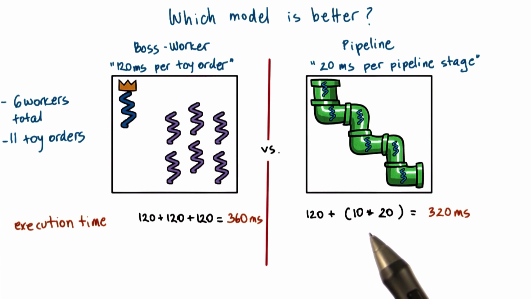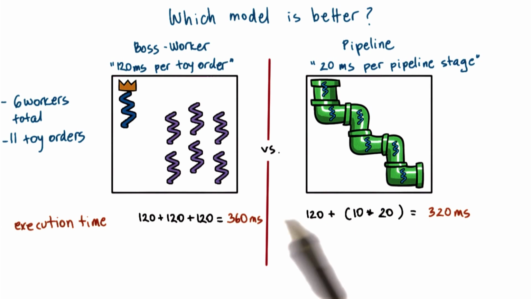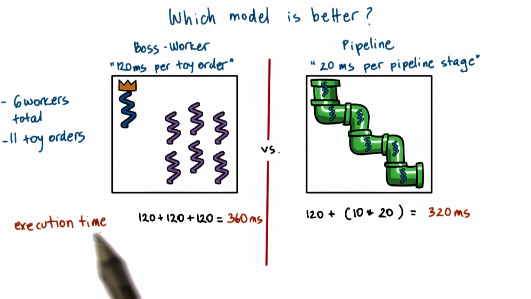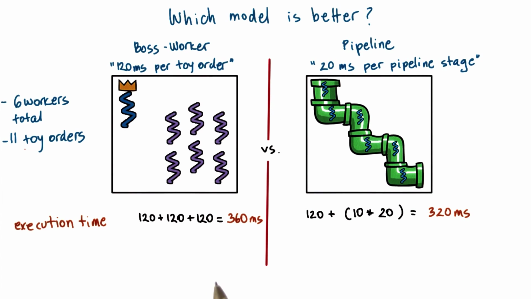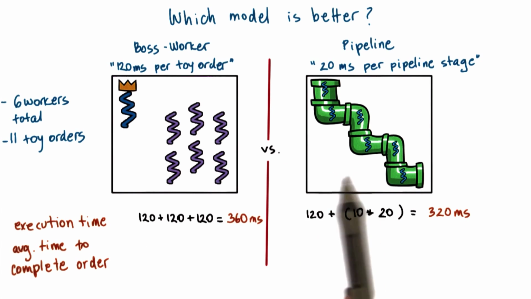The computation that we performed during that homework showed us that regarding execution time, the boss worker model took 360 milliseconds for the 11 toy orders, and the pipeline model took 320 milliseconds for the same 11 toy orders. Now let's consider something else. Let's compare these 2 models with respect to the average time they take to complete an order.